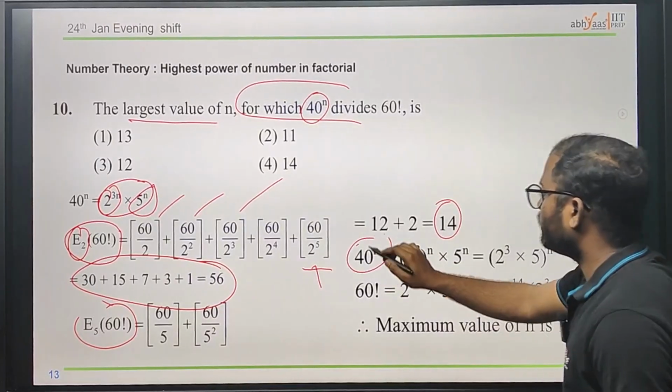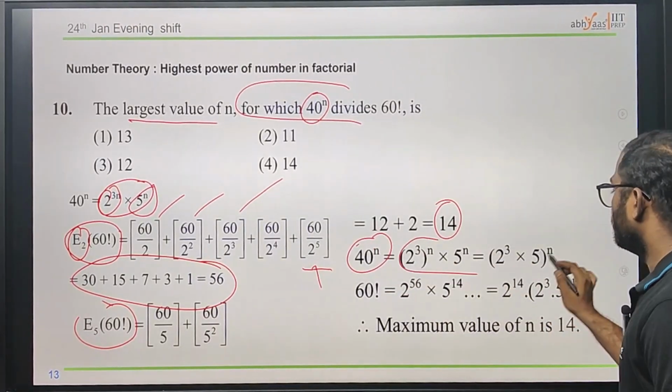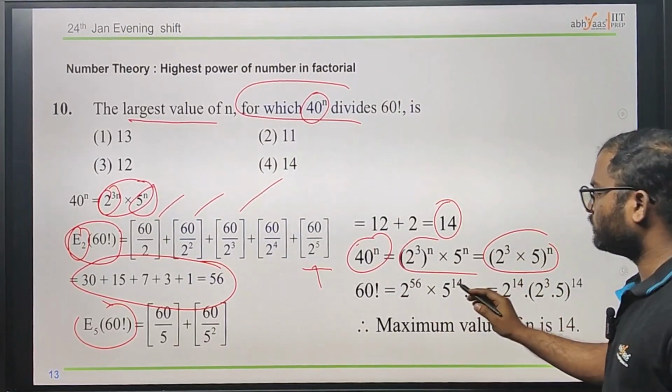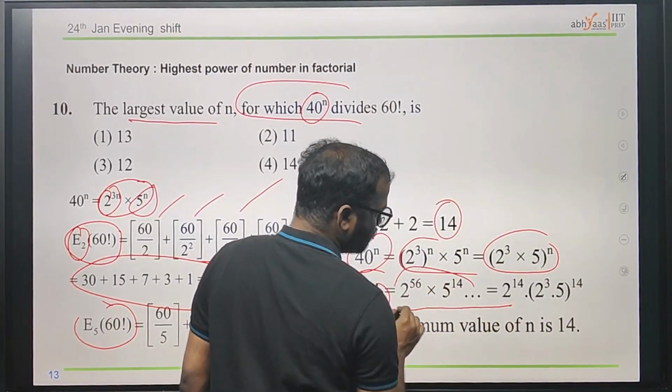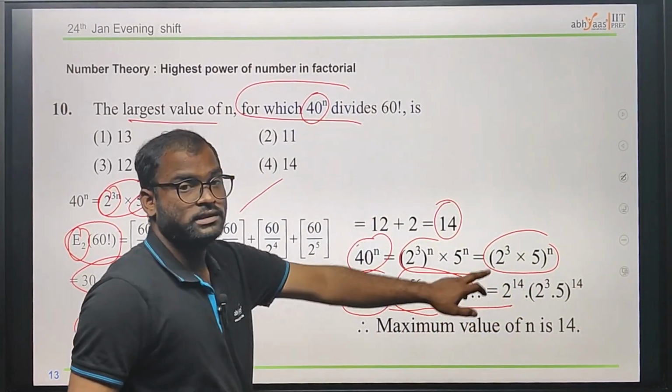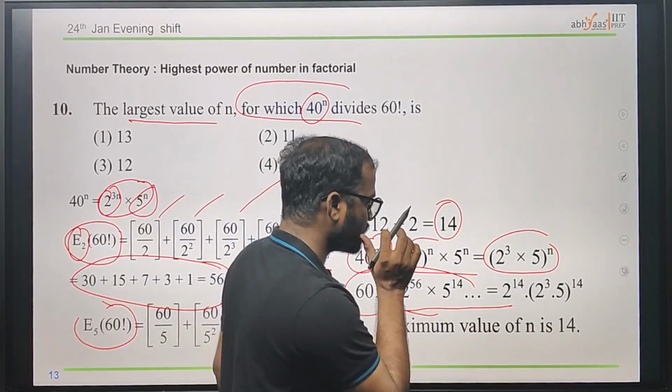Now ultimately 40 power n totally equals what? This can be written like this. After that, 60 factorial can be written as this type. This can be equal to this one. Therefore we got the maximum value.